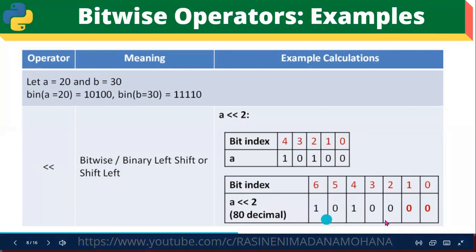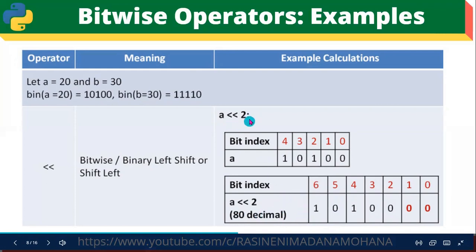Now you can convert this value into decimal. So 0, 1, 2, 3, 4, 5, 6. So here 2 power 6 plus 2 power 4. So what is this value? You will get 80, the equivalent decimal value.